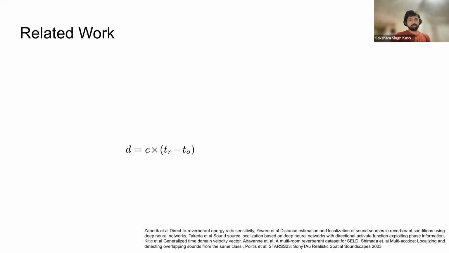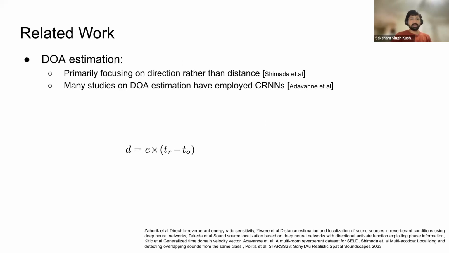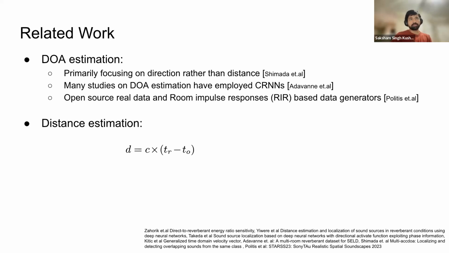In the past, researchers have focused solely on determining the direction of sound rather than the distance. Most recent deep learning approaches in DOA have used convolutional recurrent neural networks or CRNN and have benefited from open source datasets and room impulse responses based data generators. We found that we could adopt these DOA models and datasets for distance estimation.